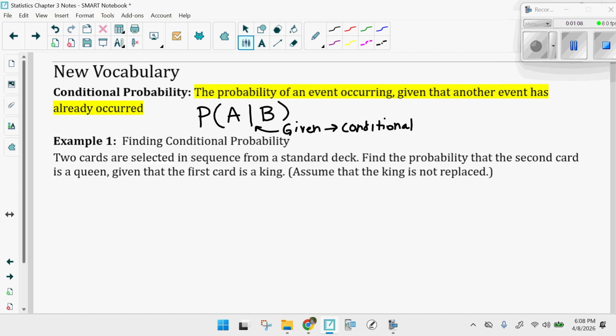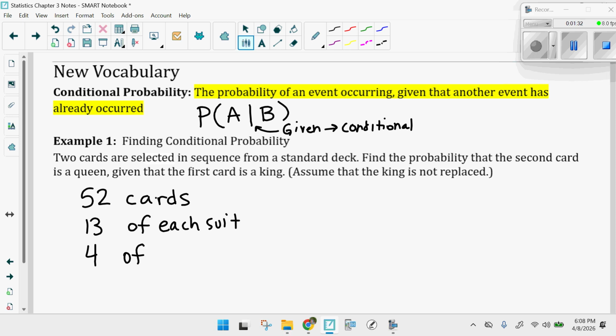So example one, two cards are selected in sequence from a deck of cards. Find the probability that the second card is a queen given that the first card is a king. Assume that the king has not been replaced. So a little review on decks of cards. There's 52 cards. There's 13 of each suit. And there's 4 of each number, so aces all the way to kings, 4 of each of those.